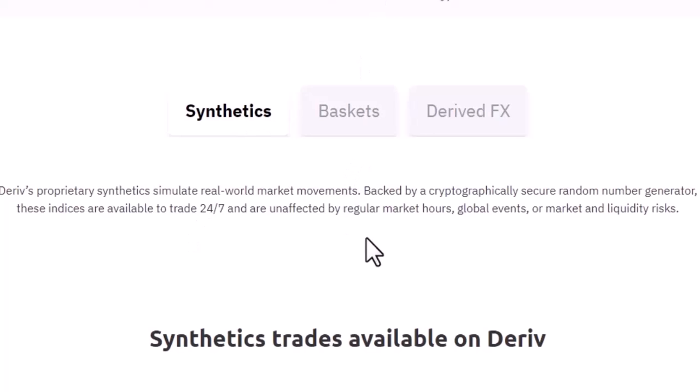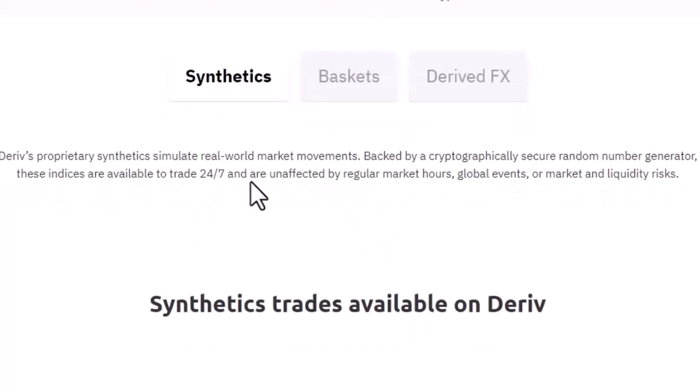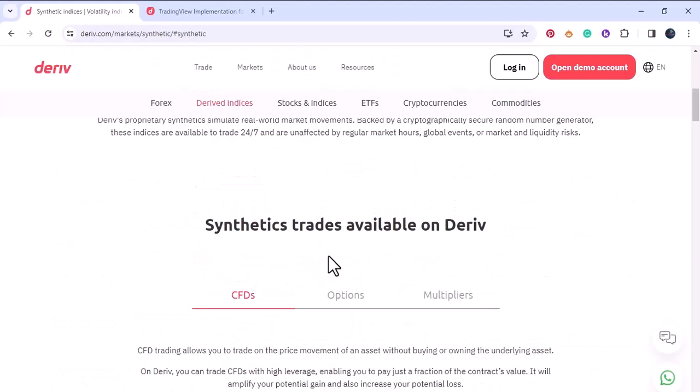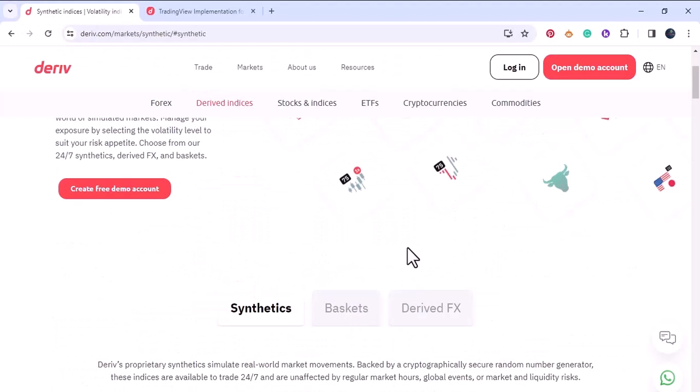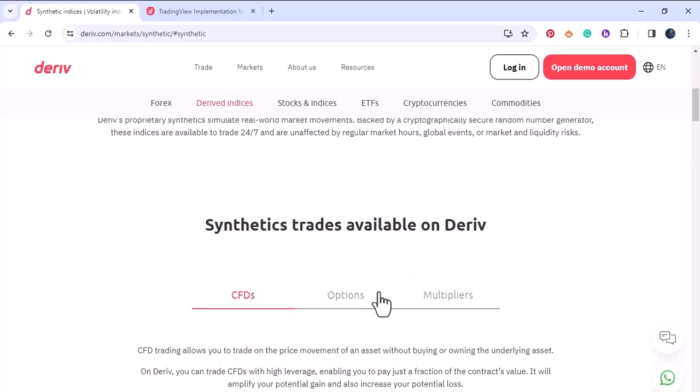The other thing is that these indices are available 24/7, and are not affected by news events, global events, market or liquidity, anything, because they are computer generated. They move regardless of you making a trade or not. If you place a trade, they move. If you don't place a trade, they move. They move with or without you. You understand what I am saying?